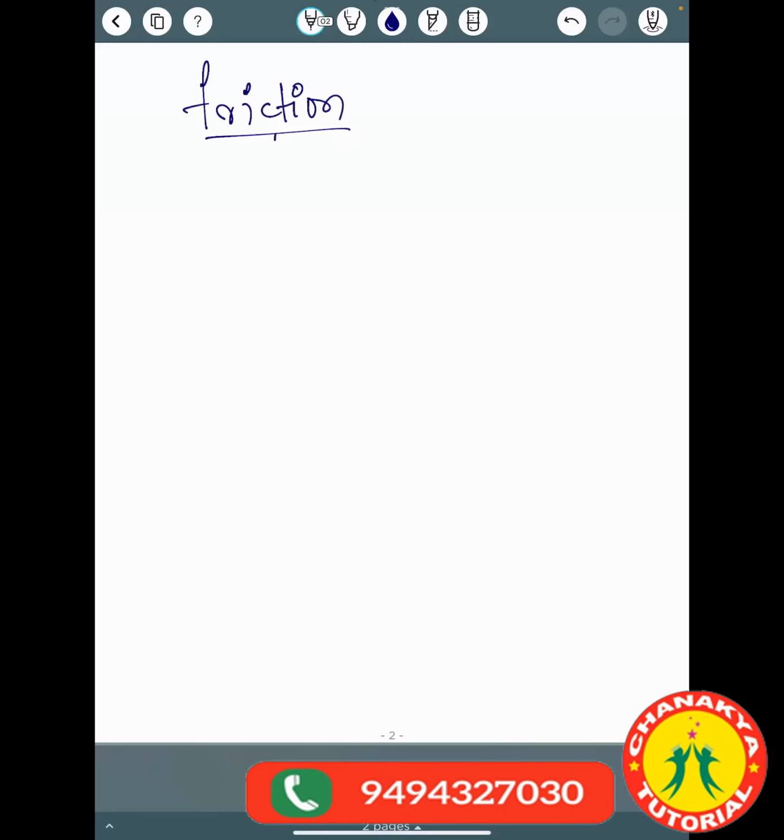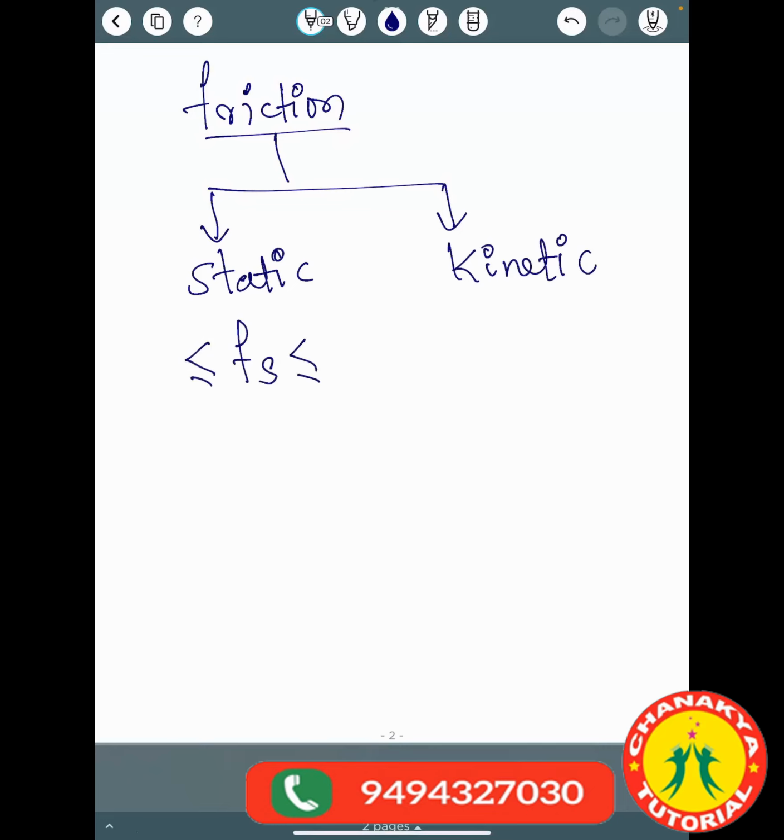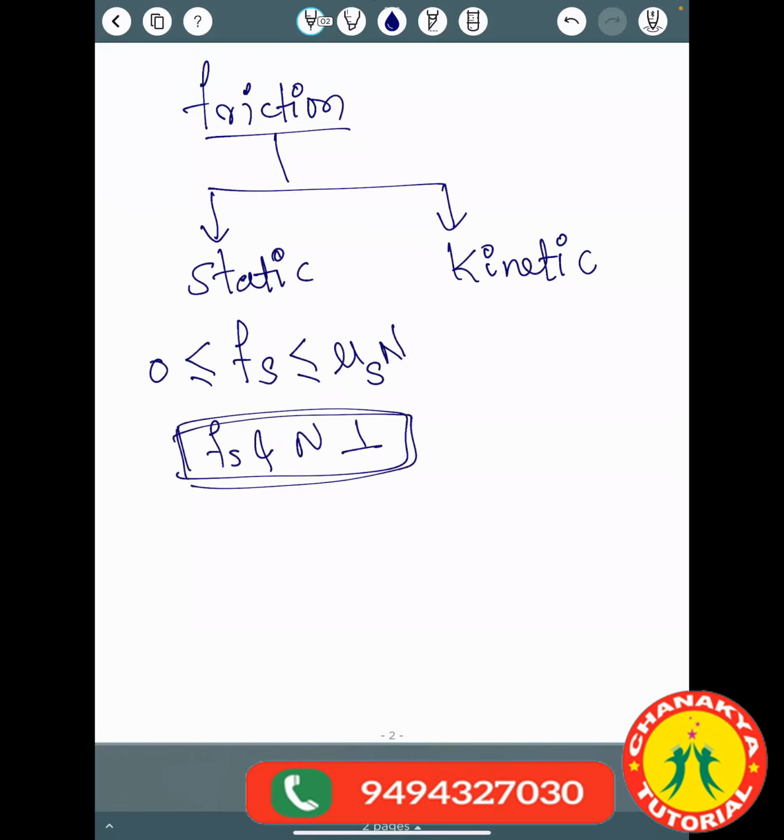One by one, tell me how many types of frictions are there, guys? Static and kinetic. What is the range of static friction, guys? From 0 to mu s times N. Okay, and fs and mu N are perpendicular. Okay, remember this. Always mg is not equal to N. We have seen those cases, right? We're pushing a block against a wall, correct? In that case, the normal was this.